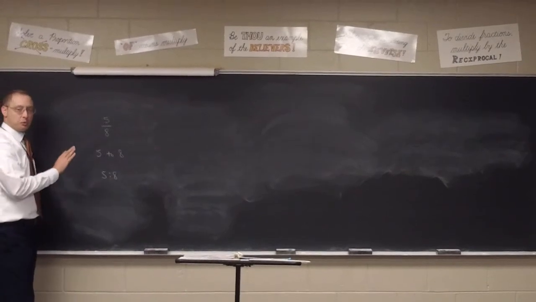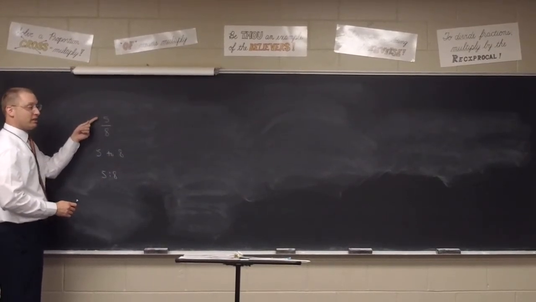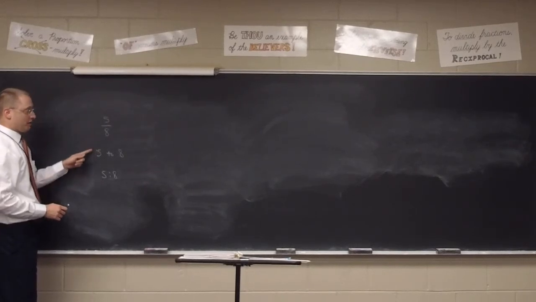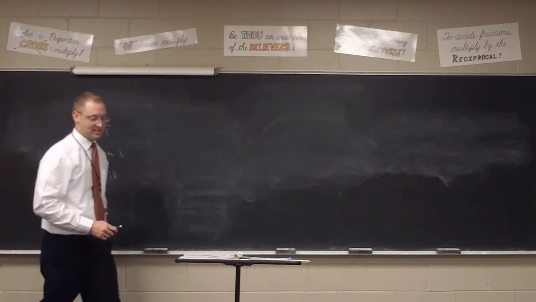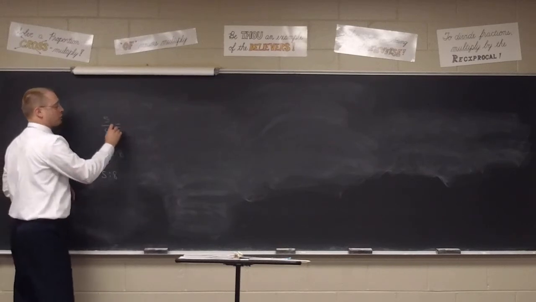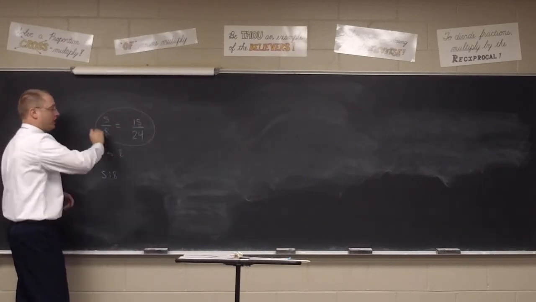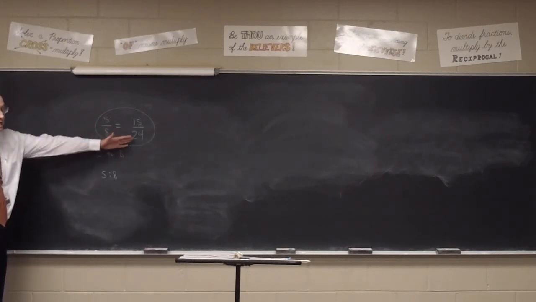Now, if we're thinking of it as a ratio, it's no longer numerator and denominator, but rather antecedent. So the first number is the antecedent, and the second number is the consequent. The antecedent and the consequent. If I were to set this ratio equal to another ratio, say 15 to 24, we now have something called a proportion. Proportion. Two ratios set equal to each other.